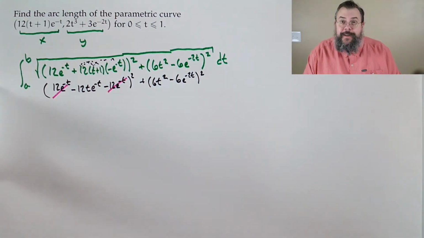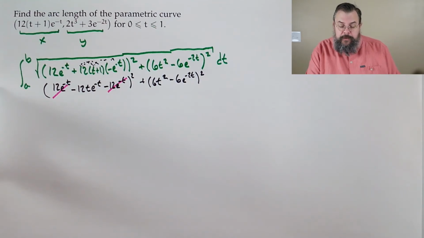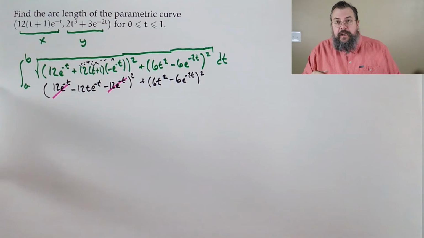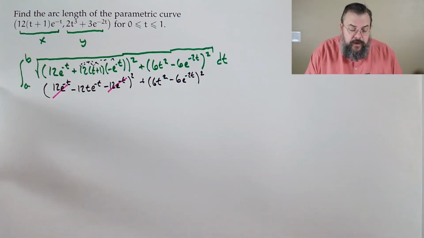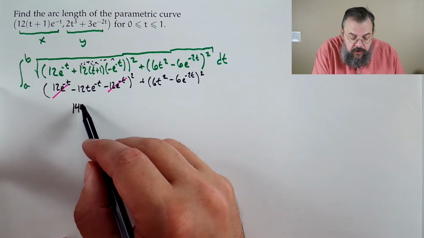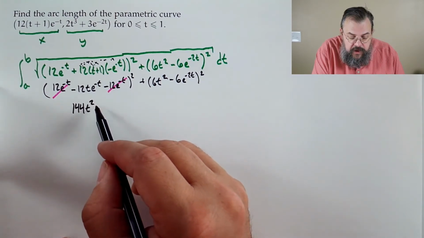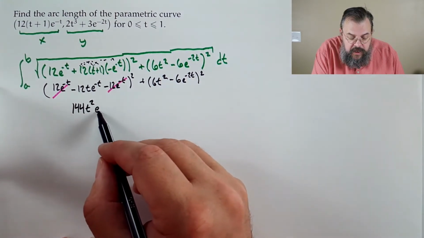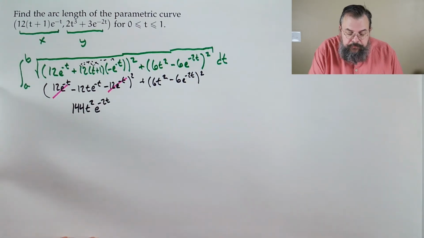Well, good. Now, time to square. So it becomes pretty straightforward to square. The negative goes away because you square, negative becomes positive. 12 squared, 144. T squared, and here we get e to the minus 2t.